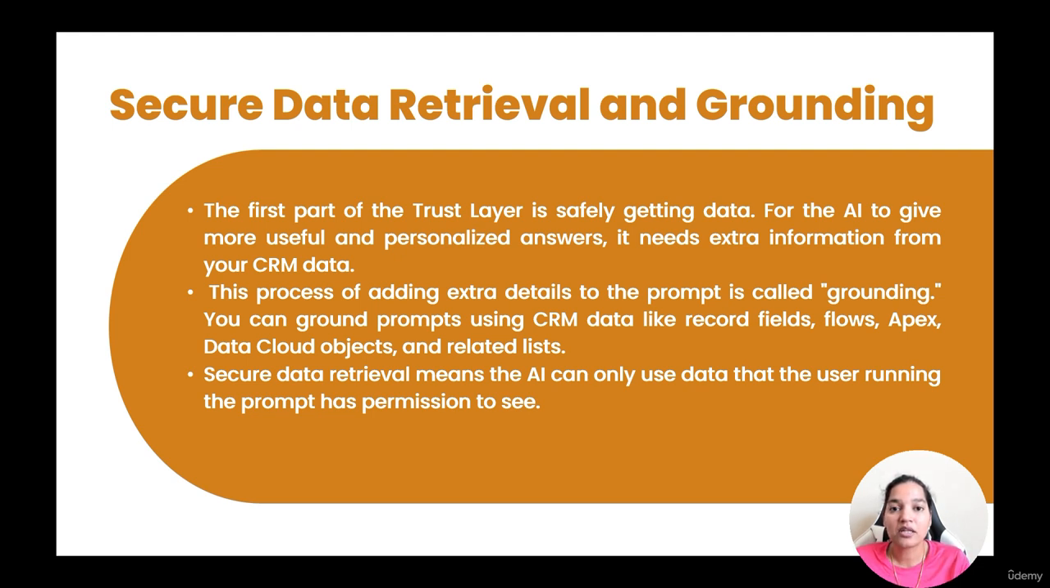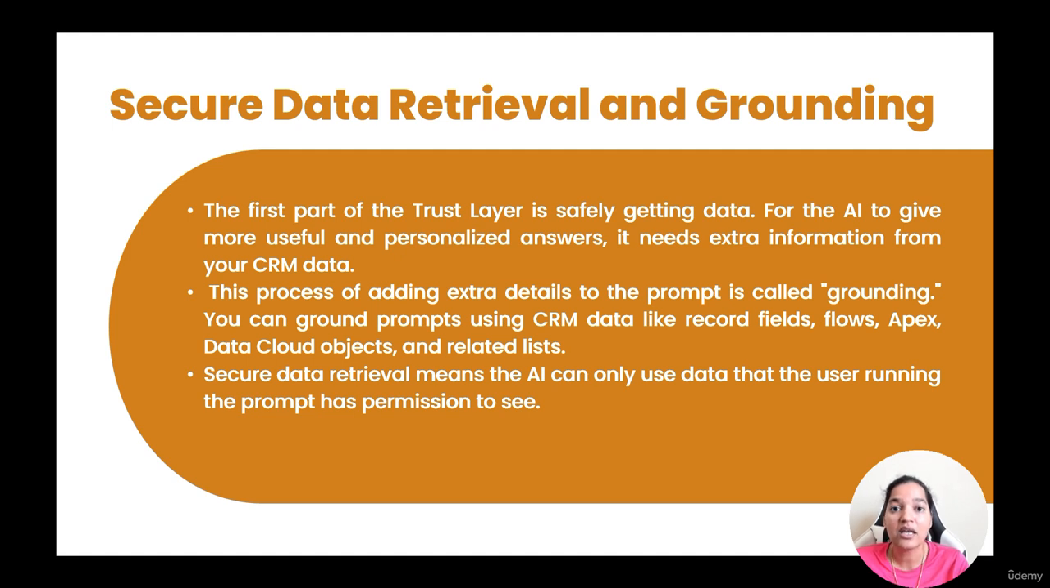So if you remember, in the prompt you have these placeholders, and in the first process what happens is those placeholders will be replaced by the actual data. For the AI to give more useful and personalized answers, it needs extra information from your CRM data. So in order for AI to give you proper answers, it needs that additional information. And this process of adding extra details to the prompt is called grounding.